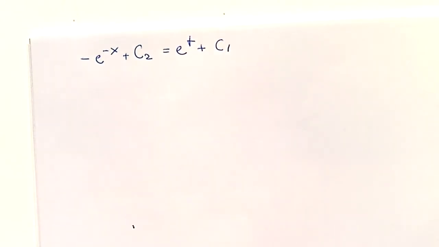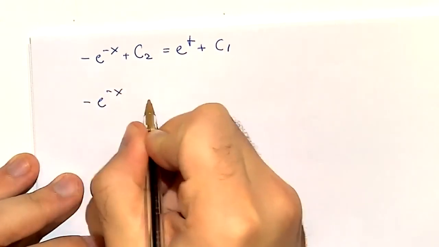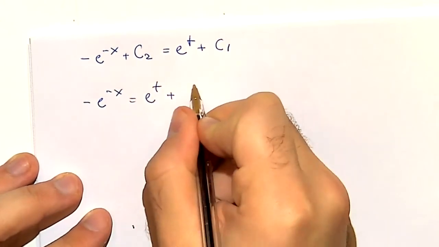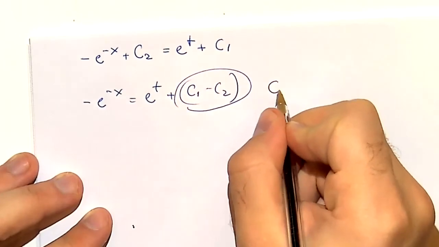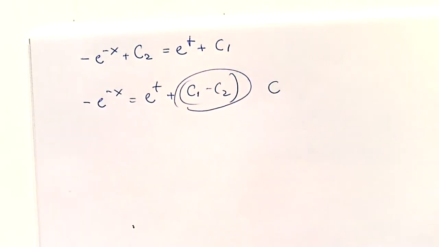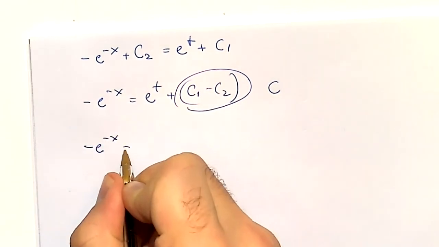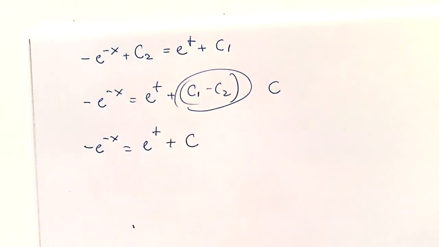So now, just rearranging all my terms so it makes sense. e to the minus x, and again, in order to be formal, but feel free to do whatever you want, c1 minus c2. You don't need to. You can just write it as a constant. This is just a constant. So my answer is minus e to the minus x is equal to e to the power of t plus a constant. Is this enough?